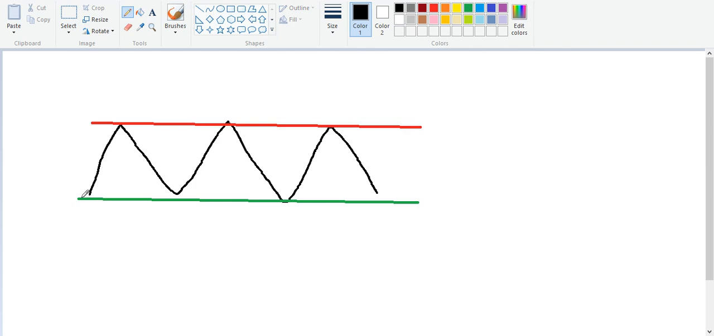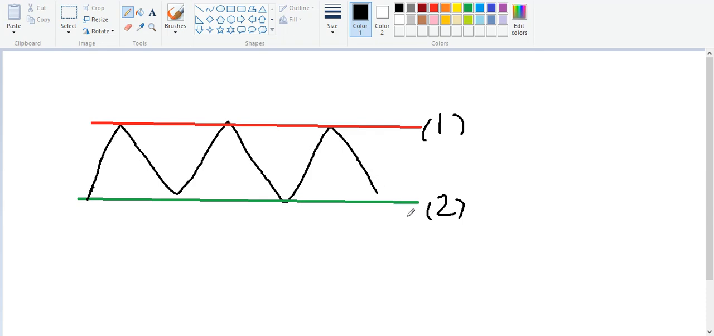So this is a range, guys. If you've got price moving in between two points or two levels. This is my first level up there, that's my second level down there. So this is a range. You've got price going from level 2 to level 1 and then back to level 2, level 1, level 2, level 1, level 2. This is your range.